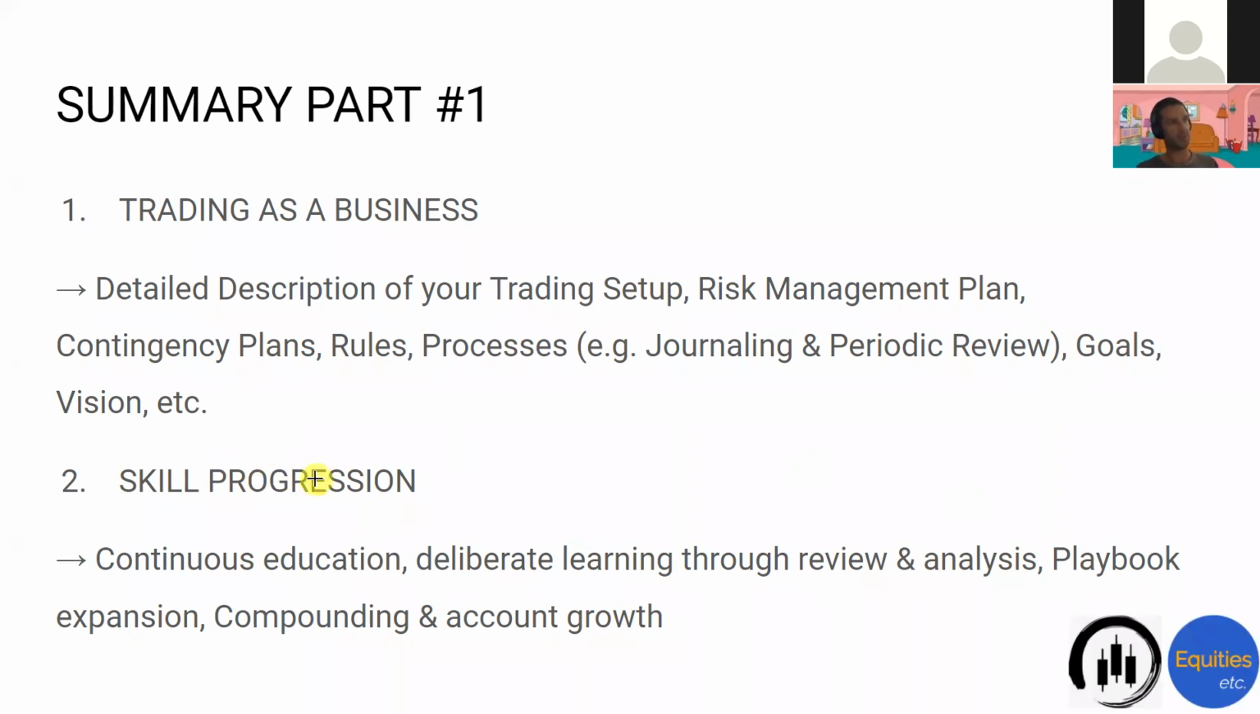Then the second part was skill progression, which is the methodology part, basically. Obviously, you have to continuously educate yourself. And what's very important is to deliberately learn through reviewing your trades and analyzing your setups and trades. Then how to expand your playbook, which is wise to do once you're comfortable, finding more setups. And what's very important for account growth in general is learning how to compound.